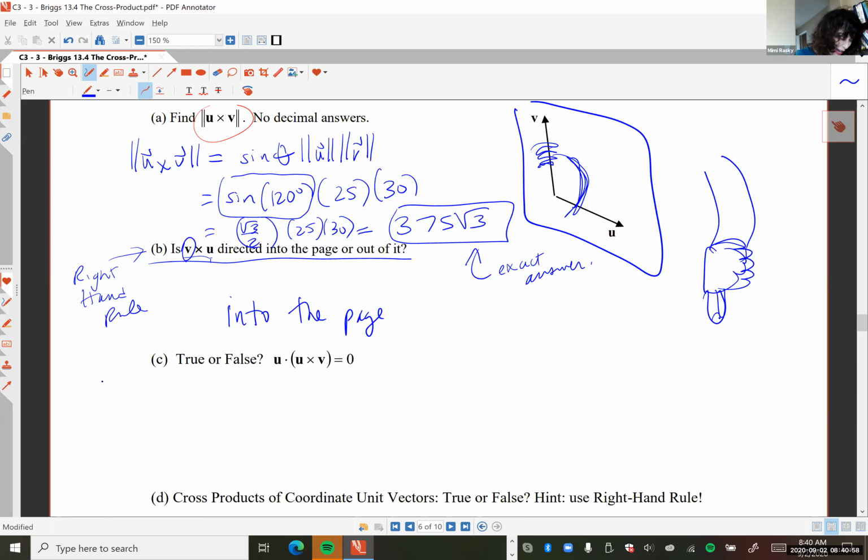How about letter C? True. Oh, by the way, I put a problem like letter B on a quiz in MyMathLab. You better know how to do it. Right hand rule is important.